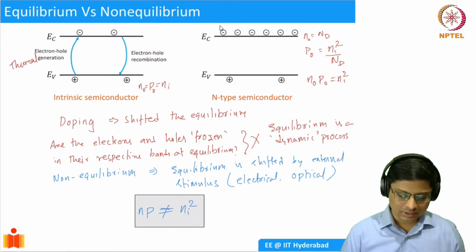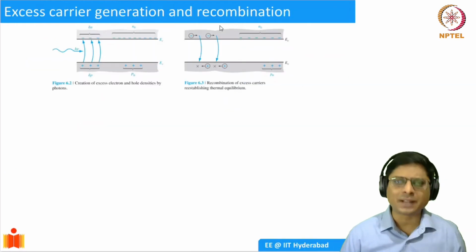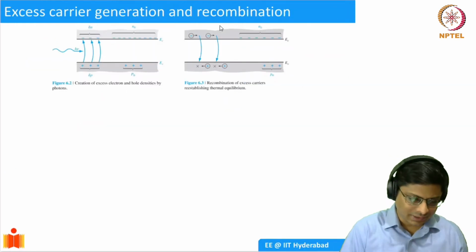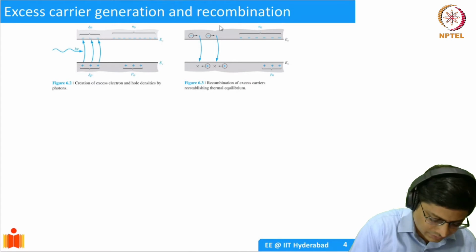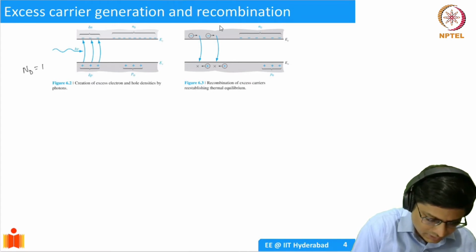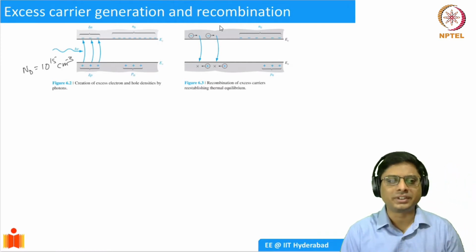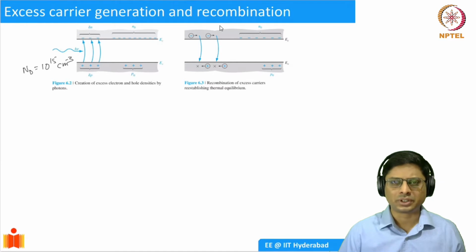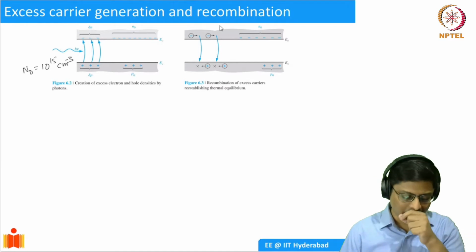So let's see how this happens. Let's consider an N-type semiconductor, with a doping density of 10 power 15 per centimeter cube. This is the doping density. So we have N naught equal to 10 power 15.